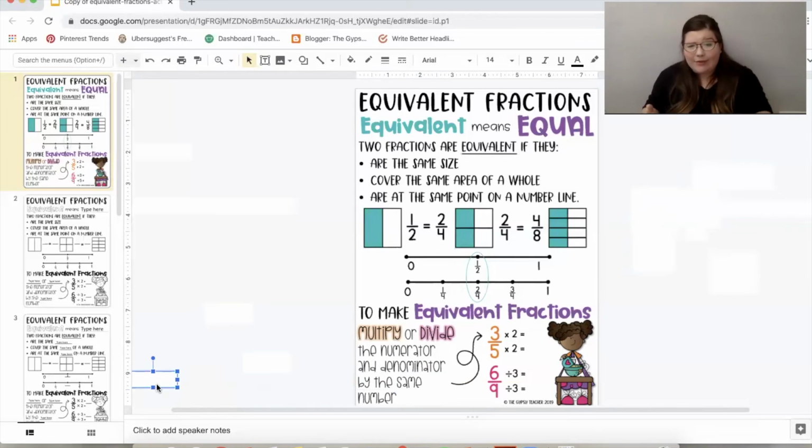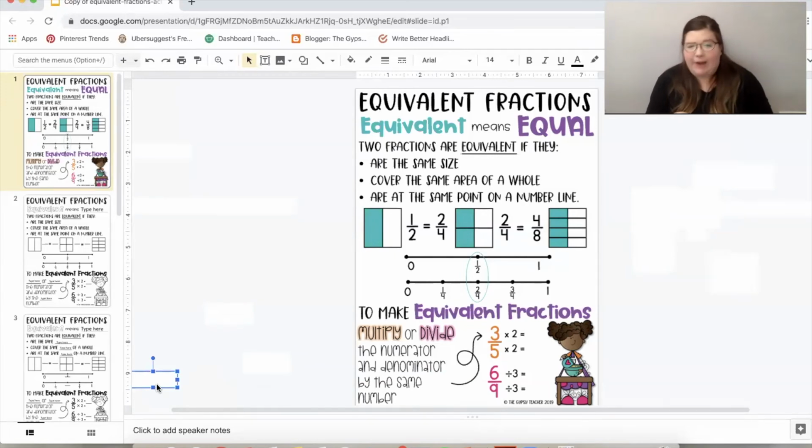So to make an equivalent fraction, we have to either multiply or divide the numerator, the number on the top, and the denominator, the number on the bottom, by the same number. So if I have a fraction 1/2, sorry, I lost my pieces again. 1/2, I can't multiply 3 on top and 5 on the bottom, right? Because that would not be equivalent. That would not be equal. So we have to do the same thing to the top that we do to the bottom.